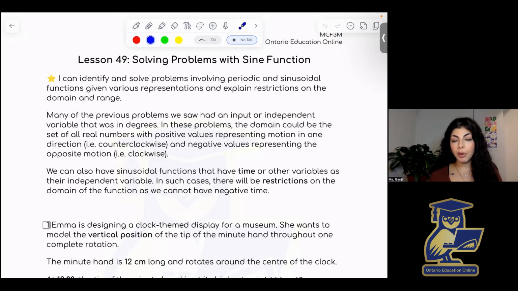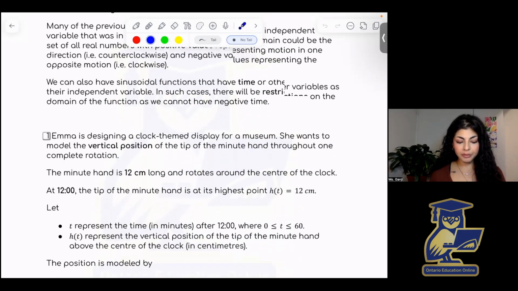For example, all the positive x values were motion in one direction, whereas the negative x values were movement in the opposite direction. So for example, clockwise versus counterclockwise. And now, with some of these word problems, we're going to see that the input of our sine function may be different. So the independent variable could perhaps be time. As well, for word problems, we have restrictions based on the context of the problem. So we do have to account for that in our domain and range. So let's get started on our first example.